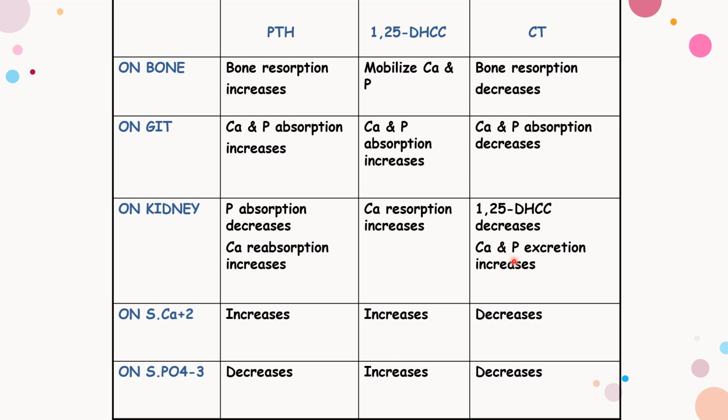1,25-dihydroxycholecalciferol, and calcium and phosphate excretion increases. And on serum calcium, the effect of PTH is increased, and vitamin D causes increased calcium, and calcitonin decreases the calcium. And on phosphate, the effect of PTH is decreased phosphate levels, and vitamin D causes increased phosphate levels, and calcitonin causes again decreased phosphate levels.